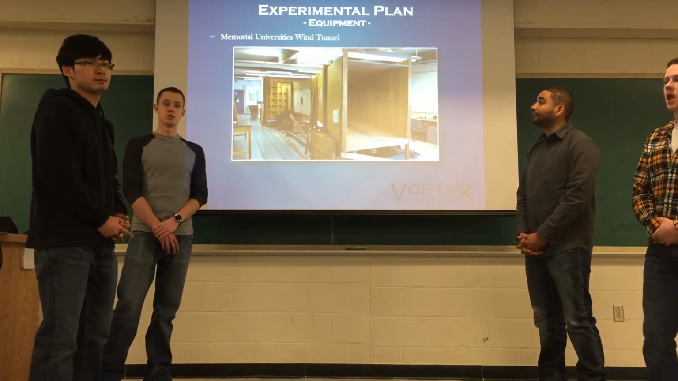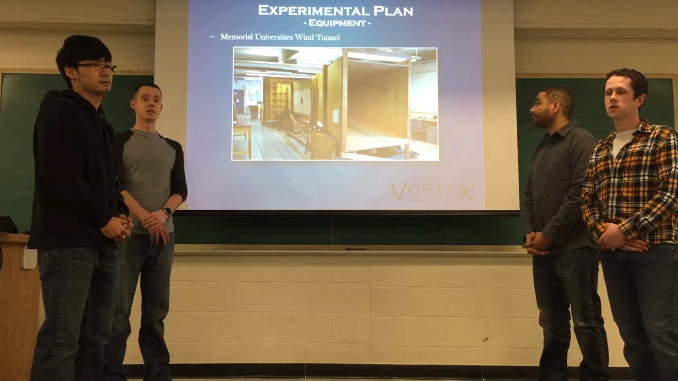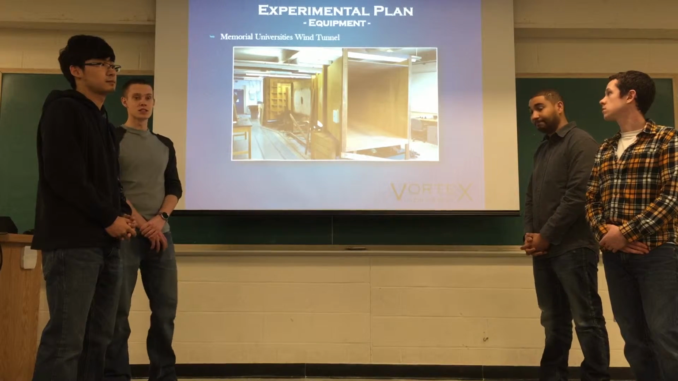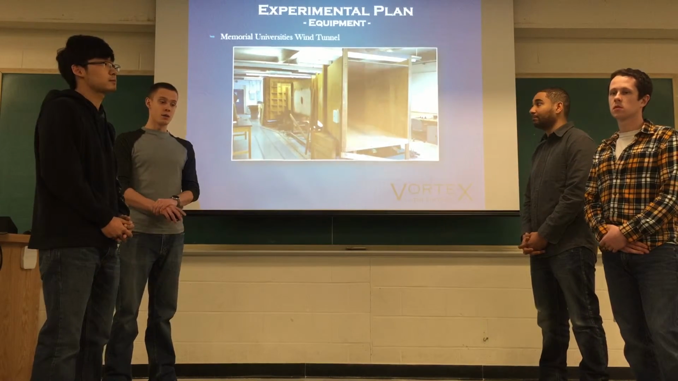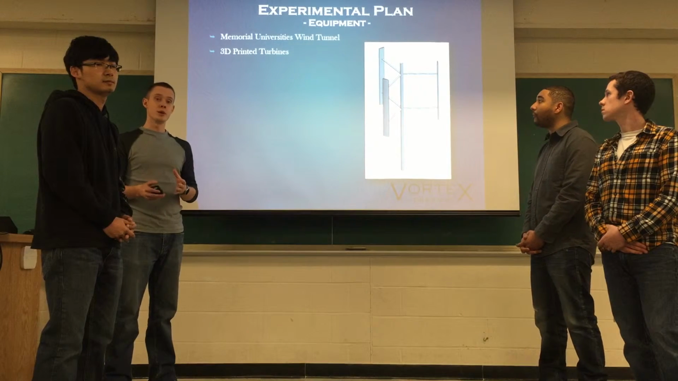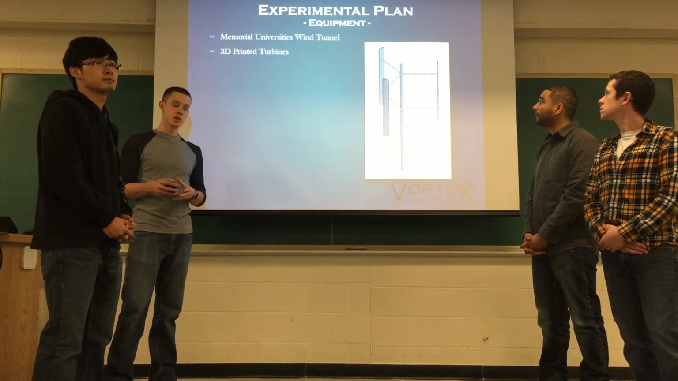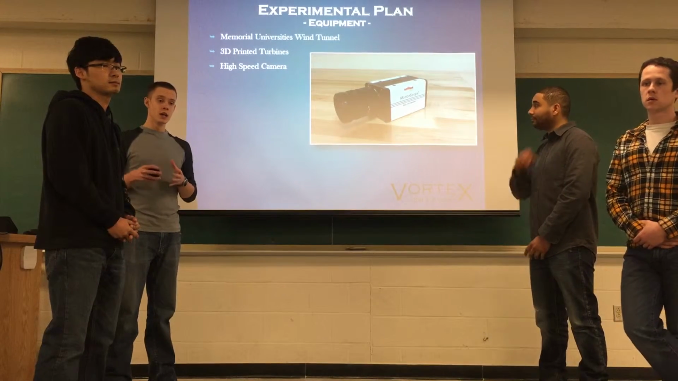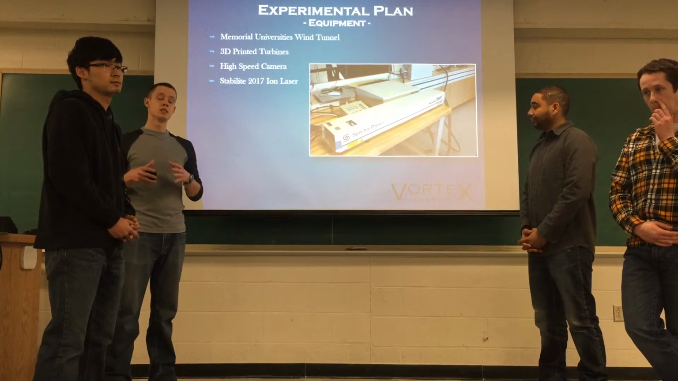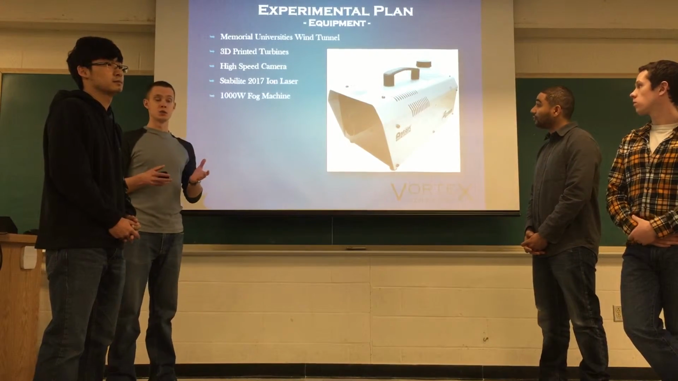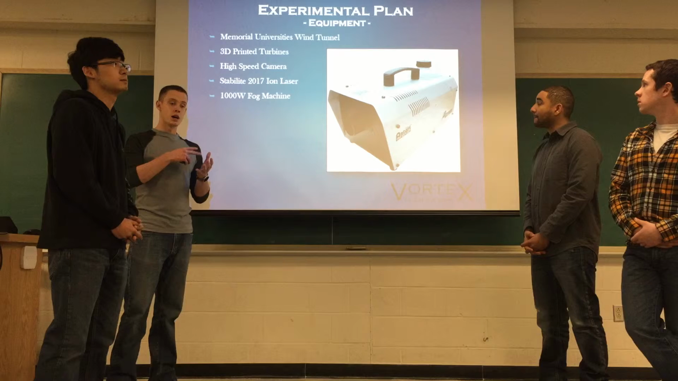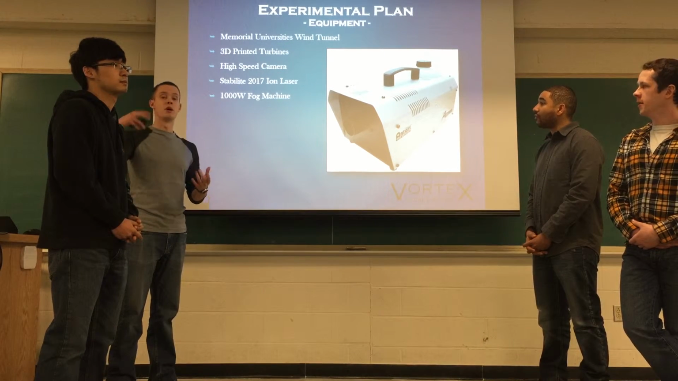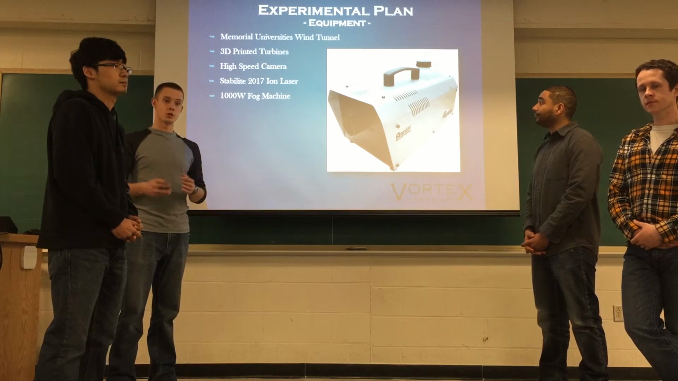So now that we've decided on our array, we need to test it. In order to test this, we're going to use the wind tunnel facility downstairs in the fluids lab. The one that we've chosen, we're going to 3D print our turbines in order to use them at small scale. Additionally, to get some visual aspects, we're going to use a high-speed camera, and in conjunction with that, a 2017 stable light laser and a fog machine. As the fog travels downstream of the wind turbine, we'll light it up with the laser, and from above, using the high-speed camera, we'll be able to see the vortices that are created.